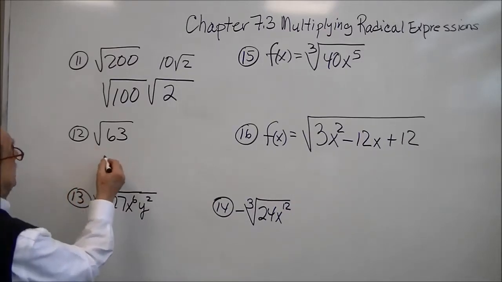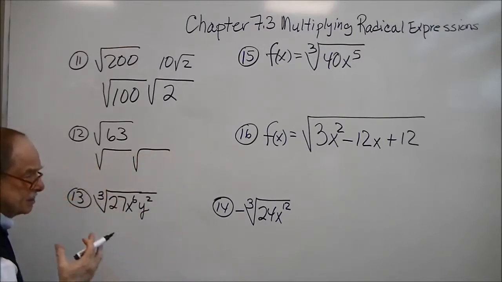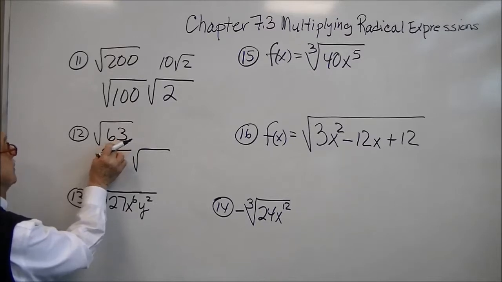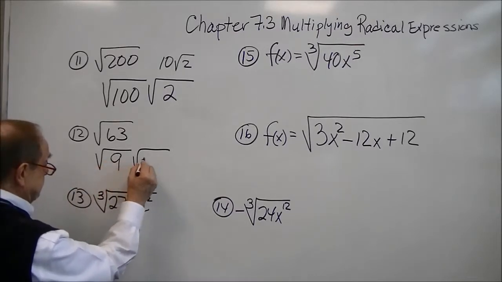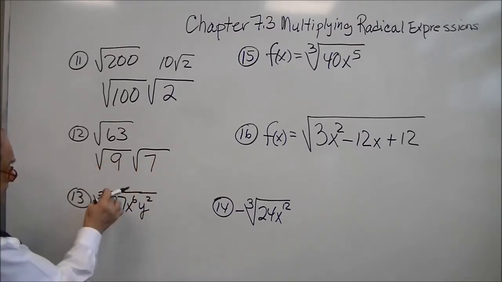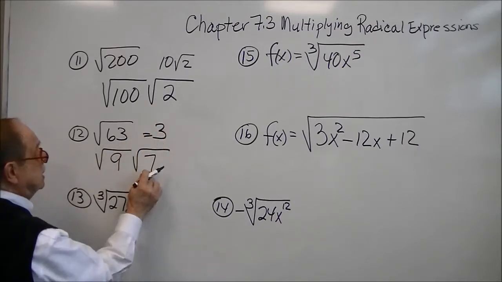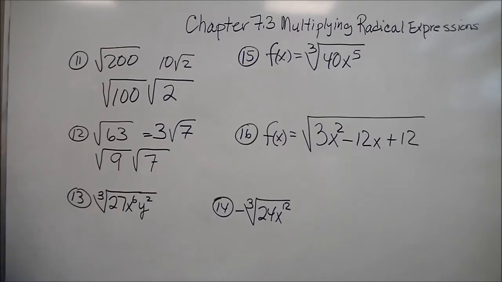Again, we want to divide this into, and again, you do some of this mentally. Is there a perfect square factor of 63? Yeah, 9 times 7. So, the square root of 9 is 3, the square root of 7. Again, we're going for strategy.